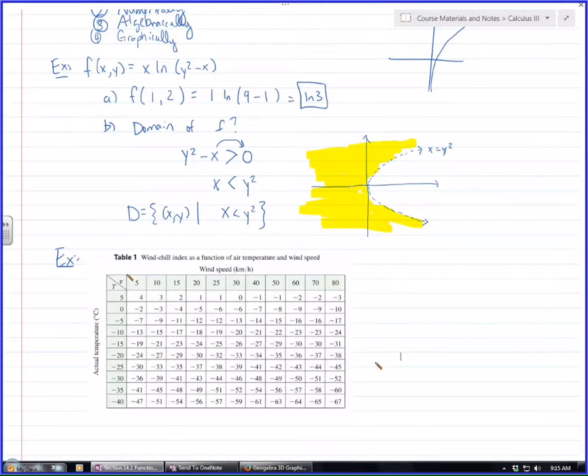But that formula is a function of the actual temperature and the wind speed. And instead of having necessarily a formula available, you could look up and find what the wind chill is using a table like this. Now this table is in wind speed in kilometers per hour and temperature in degrees Celsius.